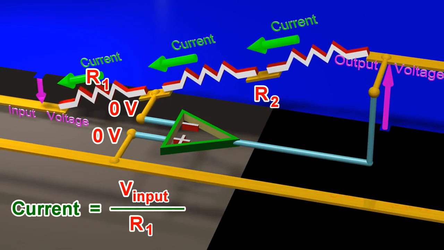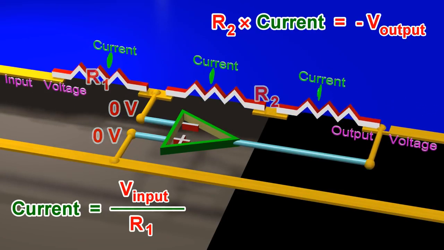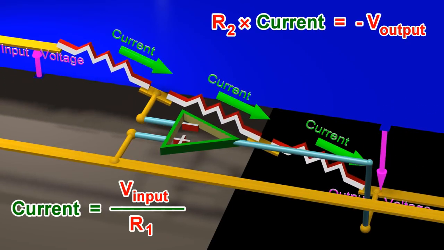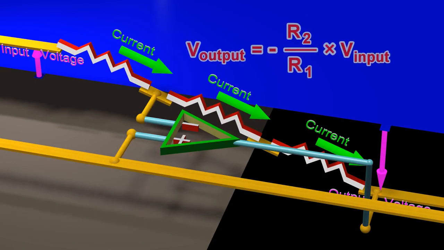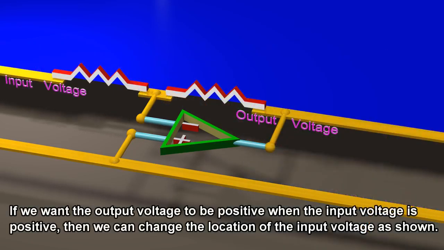Current equals V in divided by R1, and the output voltage equals minus R2 times the current. Finally, the output voltage equals minus R2 by R1 times V in. R2 is here the feedback resistance.